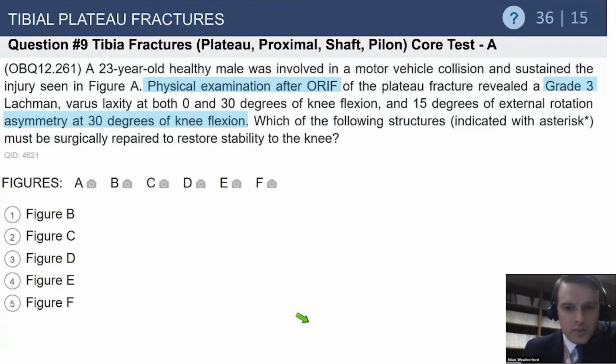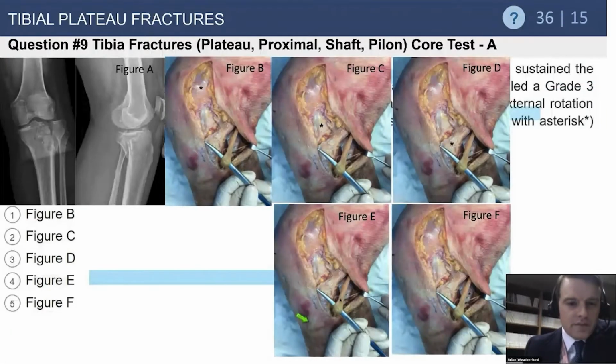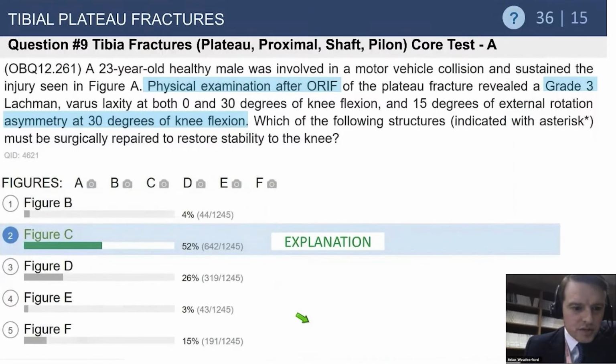We have a young, healthy male who sustains the injury seen in Figure A, which is coming up. Patient has a grade 3 Lachman, varus laxity, and 15 degrees of external rotation asymmetry at 30 degrees of knee flexion. Oh my gosh, we're getting into sports world here. Okay, so for me, this is a little bit out of my zone of expertise, but basically what this is getting at is, if someone has had what we're going to assume is an anatomic reduction of the articular surface of the tibial plateau, they still have significant instability with their Lachman and varus laxity both at 0 and 30 degrees. Which of the following structures needs to be repaired to restore stability of the knee?